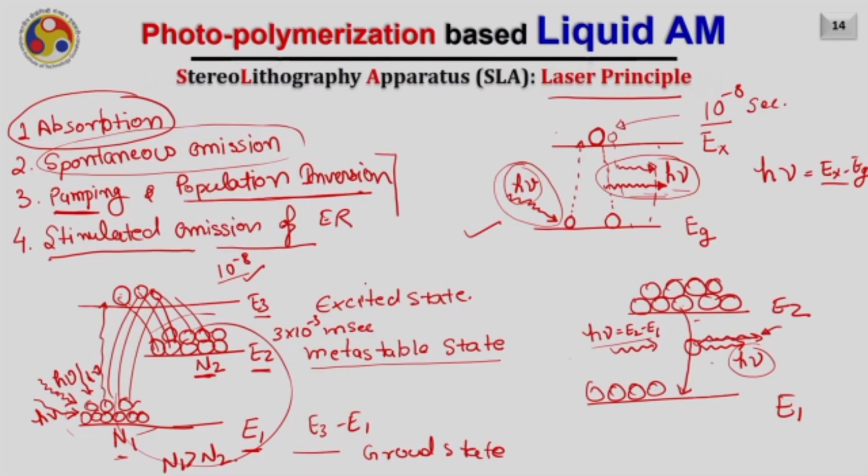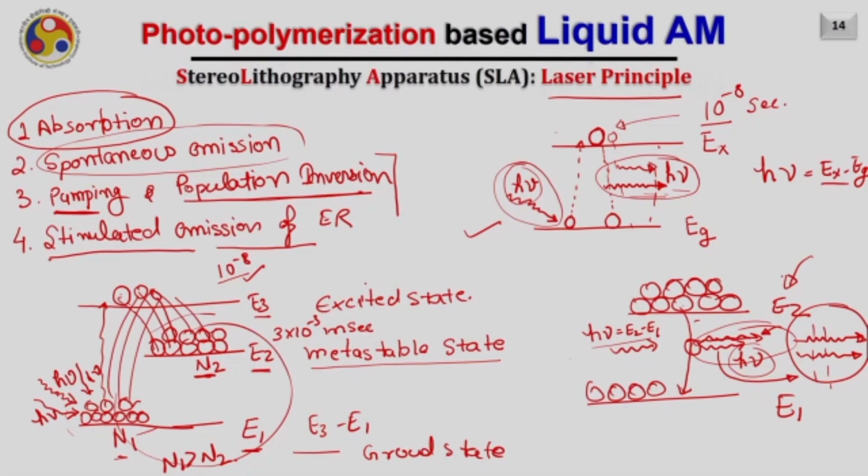And hence both of these, the photon coming from the external source and the photon emitted by the electron, are in the same phase. If you see these two photons, they have the same phase at any location. Now the light is coherent. When this stimulated emission dominates the spontaneous emission, we can successfully generate the laser.